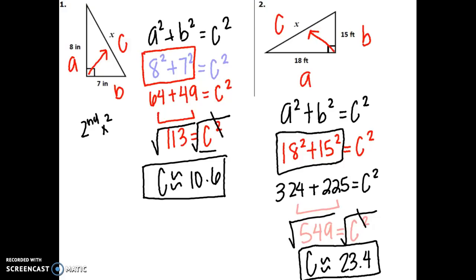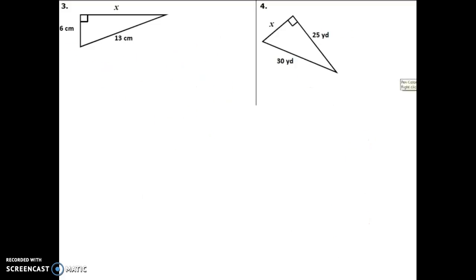Let's take a look at number 3. So number 3 is a little bit different. 3 and 4 are going to be a little bit different from what we are used to seeing. But the only difference here is that when we label the sides, this is our C. So we already have our hypotenuse in this case.